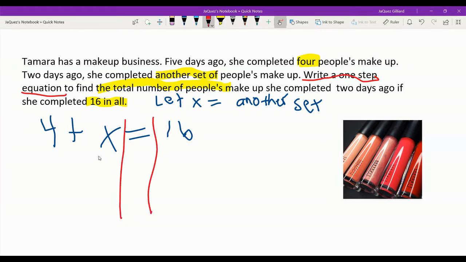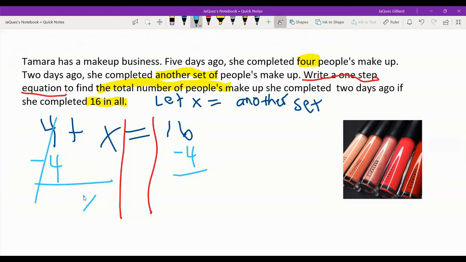Now, what we're going to do, we got to get X by itself. So that term says we need to isolate the variable. Isolate means to put by itself. So we're going to do the inverse of positive 4, which is negative 4. Good job. So subtract 4 on both sides, because what you do on one side, you must do on the other. 4 minus 4 is 0.